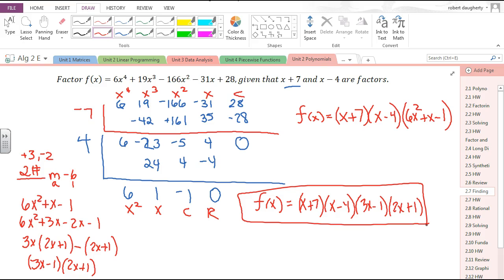I just actually know it. Yeah, so in this one, I did 2 successive synthetic divisions. I started with a 4th degree that left me with this quadratic. You should be able to factor quadratics, okay?